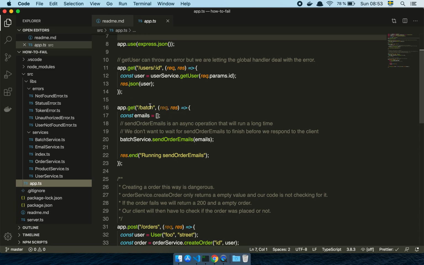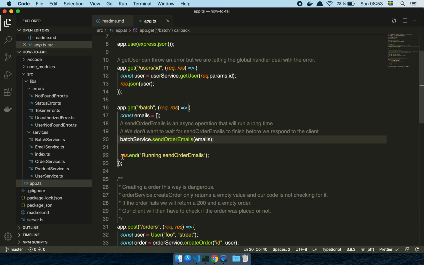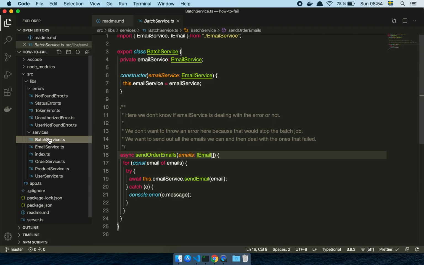This is a batch endpoint, and what it's going to do is take in an array of emails, and I'm just faking the data right now, and then we are going to send out a bunch of order emails, and then it's just going to return here and say, hey, I started this batch job, I'm going to let you know when it's finished, or something like that. So let's look at how the batch service is structured.